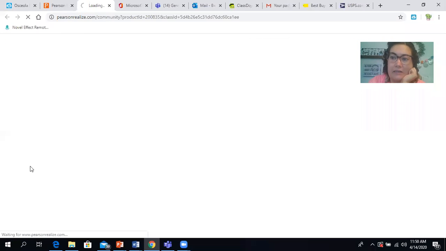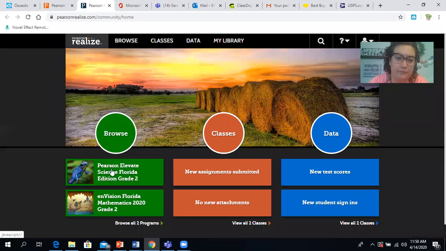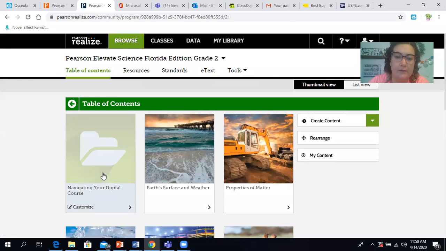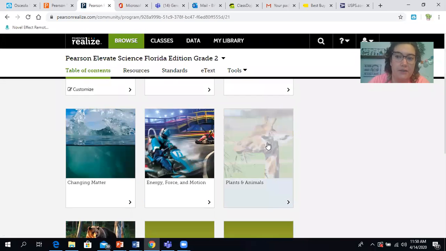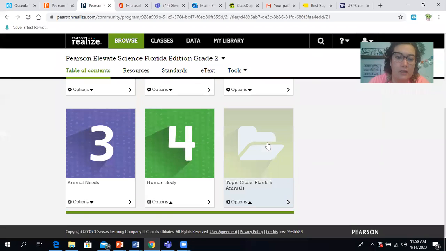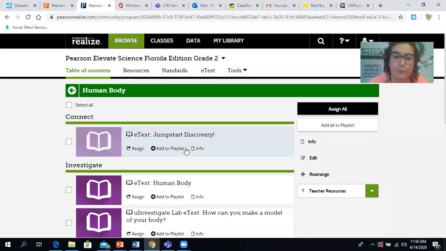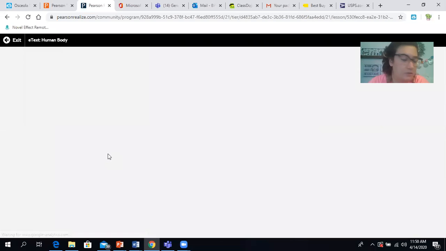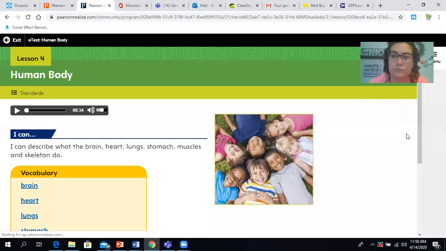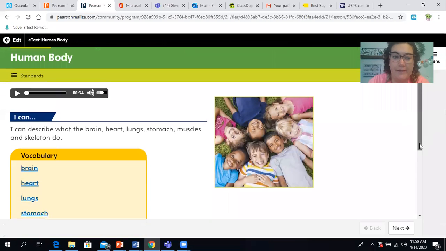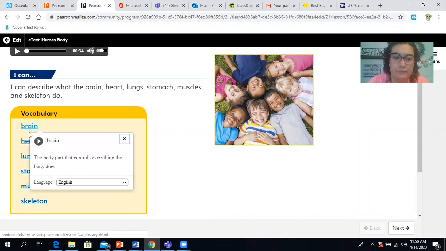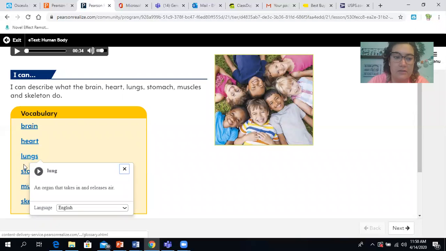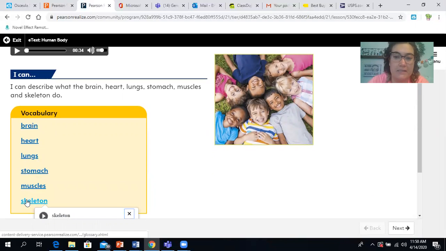Period 7, science. And we are going to click on the giraffe. And we are on number 4, human body. So let's read the text. Okay, so here's your key vocabulary: brain, heart, lungs, stomach, muscle, and skeleton.